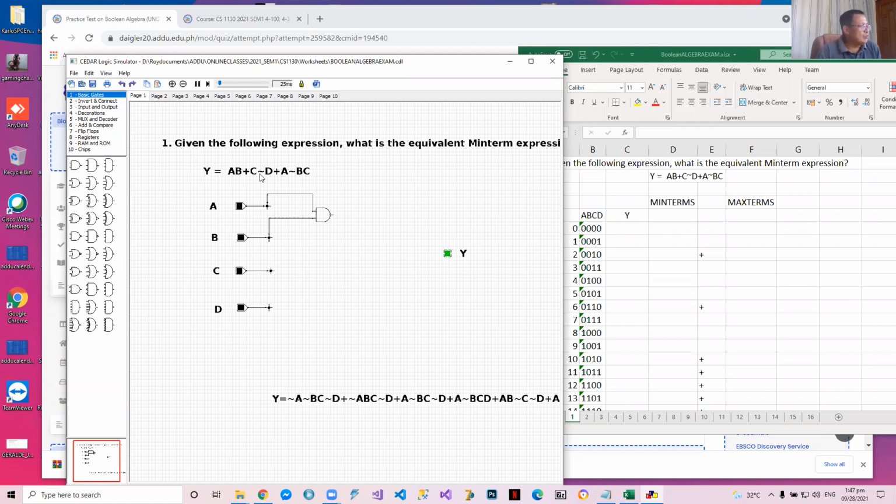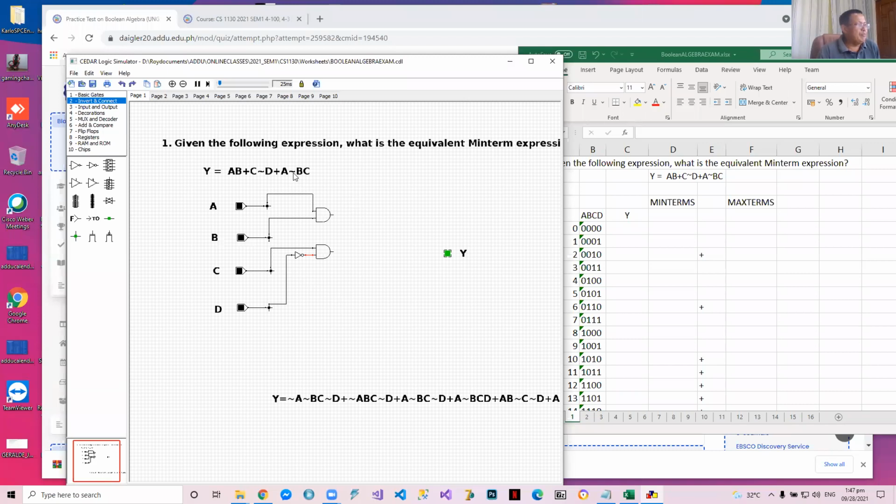And then the next is C and not D. So we need a 2 input AND gate and a NOT gate because there's a NOT for the D. So we need a 2 input AND gate and a NOT gate. So we are going to connect this NOT gate to the D. Okay. Do you follow? And then this is C. Okay. This is C and not D.